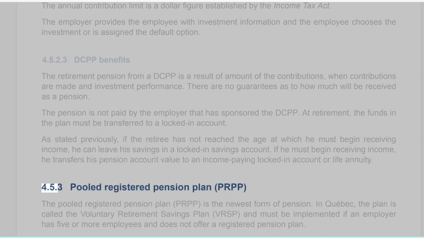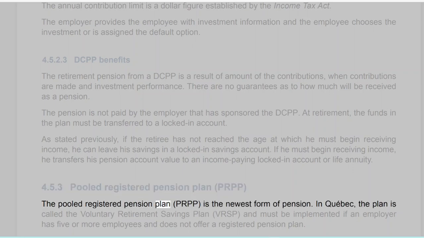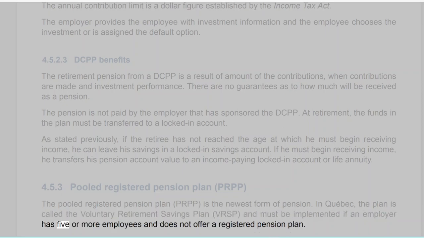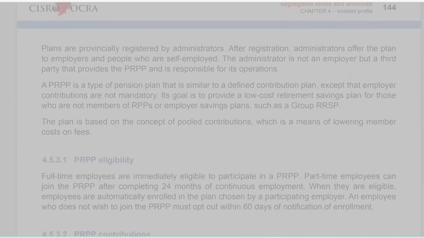5.3 Pooled Registered Pension Plan, PRPP. The Pooled Registered Pension Plan, PRPP, is the newest form of pension. In Quebec, the plan is called the Voluntary Retirement Savings Plan, VRSP, and must be implemented if an employer has 5 or more employees and does not offer a registered pension plan. Plans are provincially registered by administrators. After registration, administrators offer the plan to employers and people who are self-employed. The administrator is not an employer but a third party that provides the PRPP and is responsible for its operations.